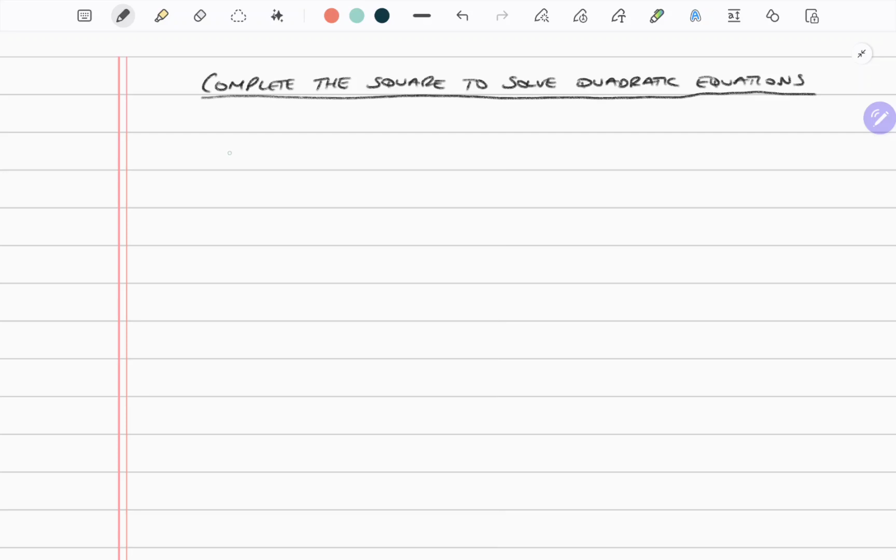So let's say we have 2x squared minus 8x plus 3 equals 0. First things first, we'll just work with this bit and we'll factor out the 2. So what we will have is 2 and then open that bracket up, x squared minus 4x, and then remember we still have this 3, and that is equal to 0.